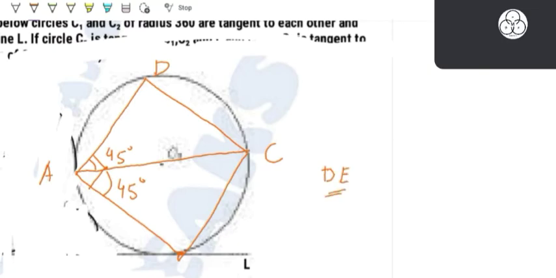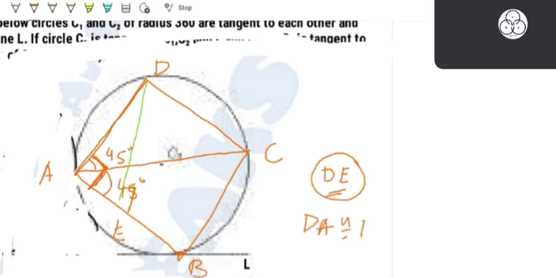Now what was DE? DE was the perpendicular dropped from D onto the line BC, right? This was D and this was 90°. But look at this, that when I'm considering ABCD is a square, this angle is becoming 90°. So DA is now coincident to DE.